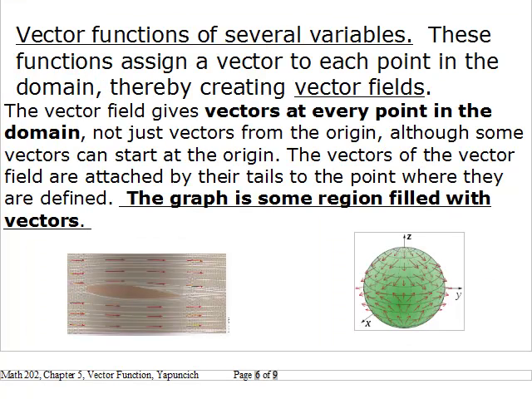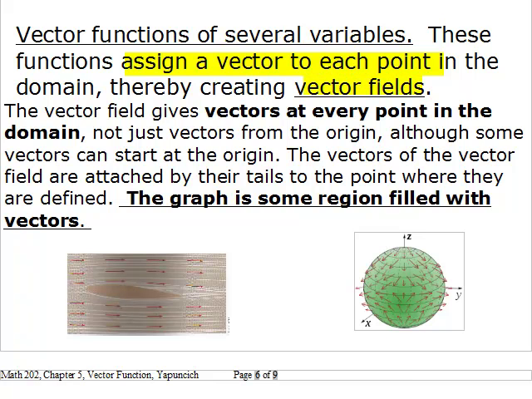Now this is another function that's sort of a new function that's being studied in this chapter 5, and it's a vector function of several variables, but instead of being stuck at the origin and just having its endpoints describe a surface, this vector function will assign a vector to every point in the domain. Let's just say perhaps through all of R3. This is going to create a vector field.